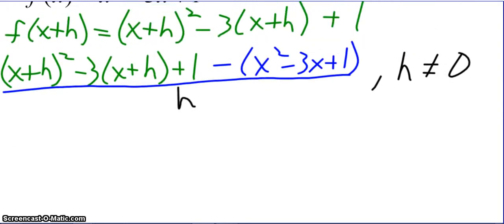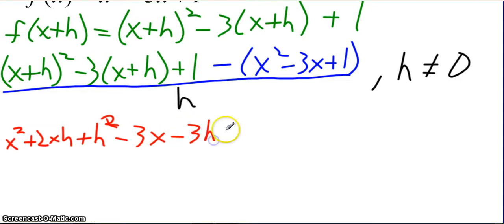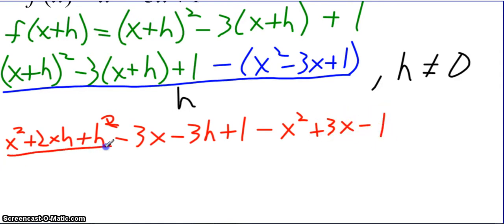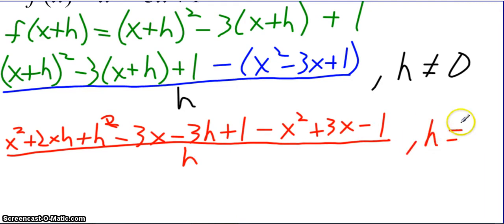Okay, now we're going to expand, combine like terms, and simplify. So (x plus h) quantity squared becomes x squared plus 2xh plus h squared, and then I have minus 3x minus 3h plus 1 minus x squared plus 3x minus 1, all divided by h. H still doesn't equal 0. Now if we do this correctly, everything that doesn't have an h should cancel.